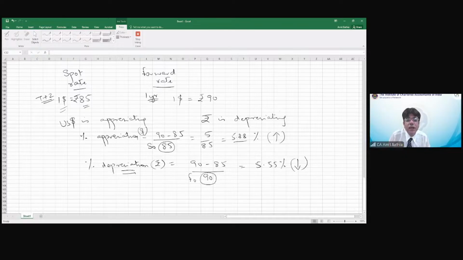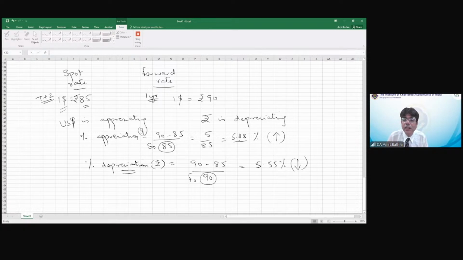So how have I protected myself? See, I have written over here depreciation. And that is the reason now I can write in the numerator 90 minus 85. Because you will find in the module where they have essentially mentioned it should be the other way around, right? 85 minus 90. So for my easy memory purposes, in the numerator, I am always going to take the difference.